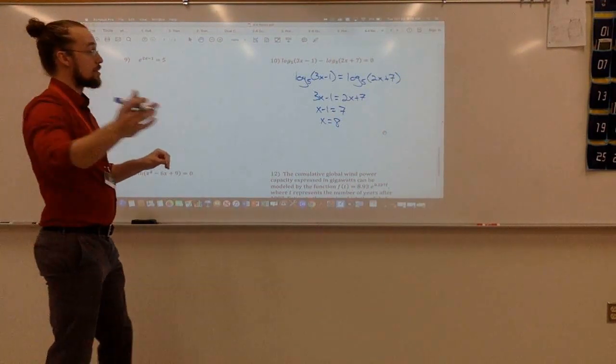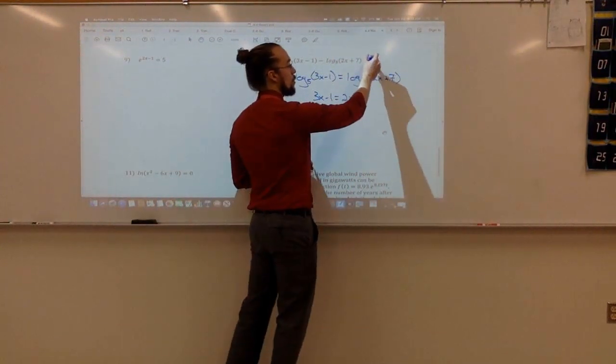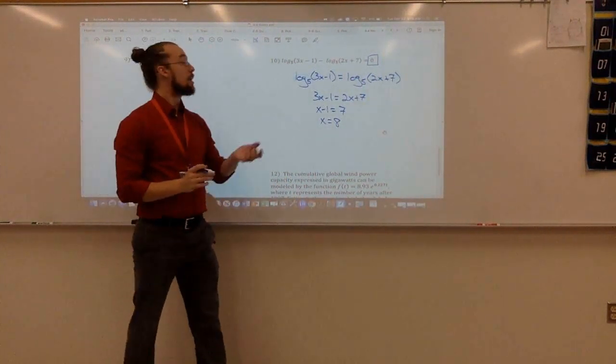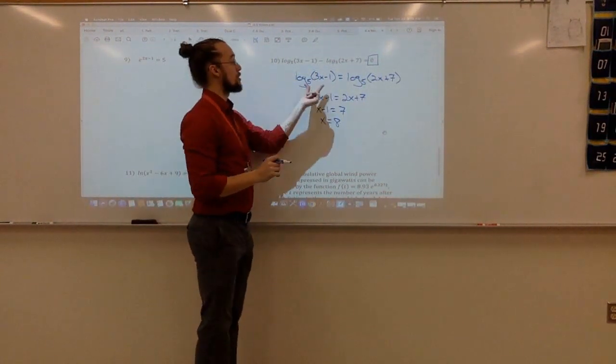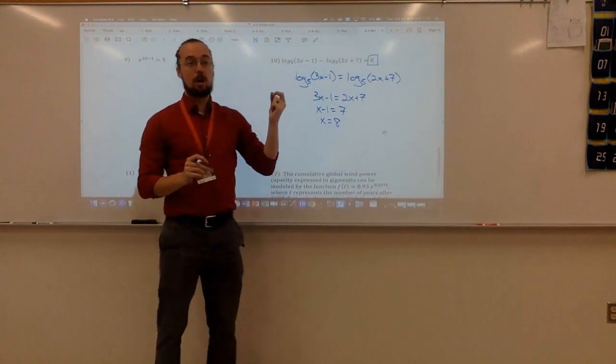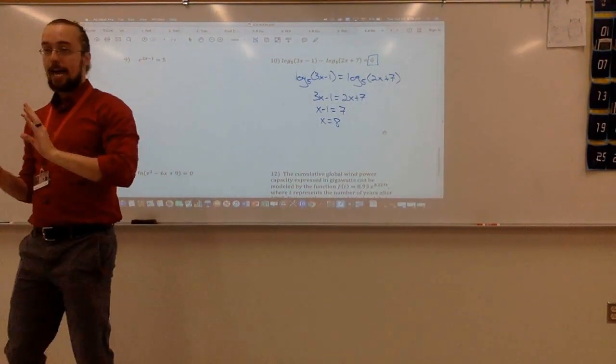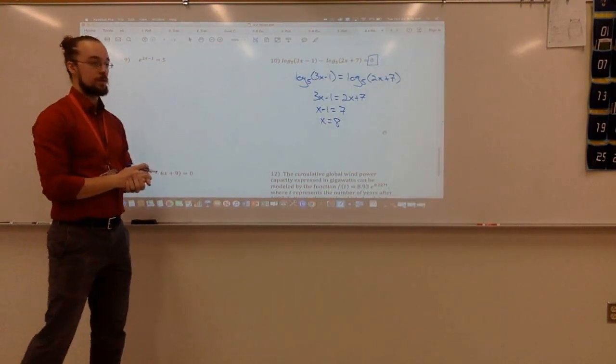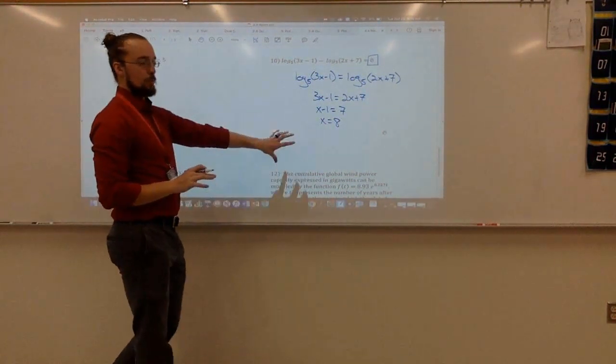We can only use that strategy because we had a 0 on this side. This strategy only works if I have a log equal to a log. It does not work if I have plus anything else on the outside of the log. Are you okay with that one?